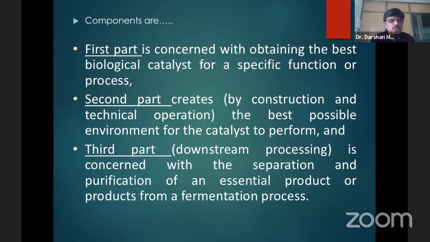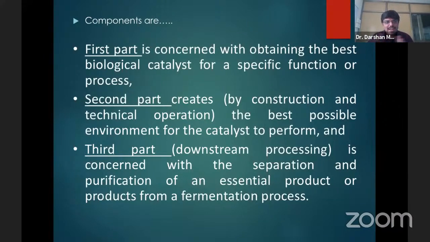Now what you try to do over here? Basically what you try to do, you try to perform a maximum collection of product. जितनी भी प्रोडक्ट है वो प्रोडक्ट को आप ज्यादा से ज्यादा रिकवर करना चाहोगे, right? So that particular part is dealing with what? Separation and purification. So that particular component is known as the third part, and that is basically a downstream.